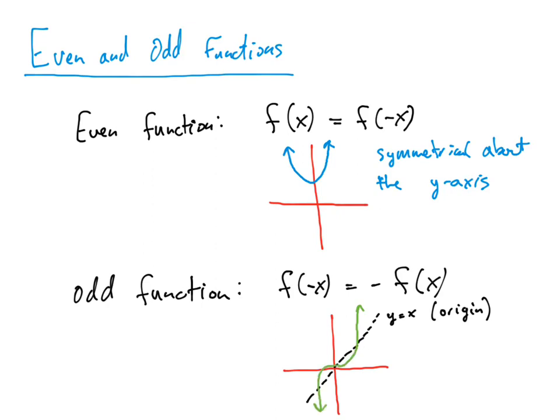Okay, so an example of a function that is odd could be something like that. So we'd say that this is symmetrical about the origin.